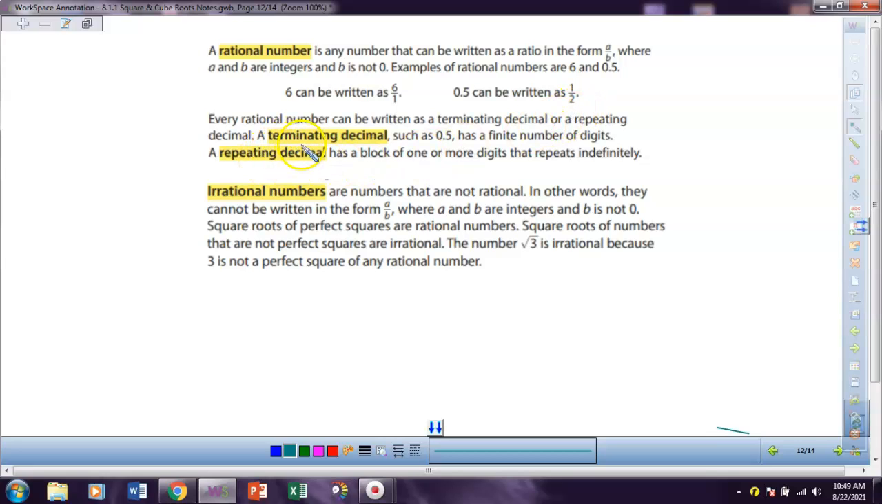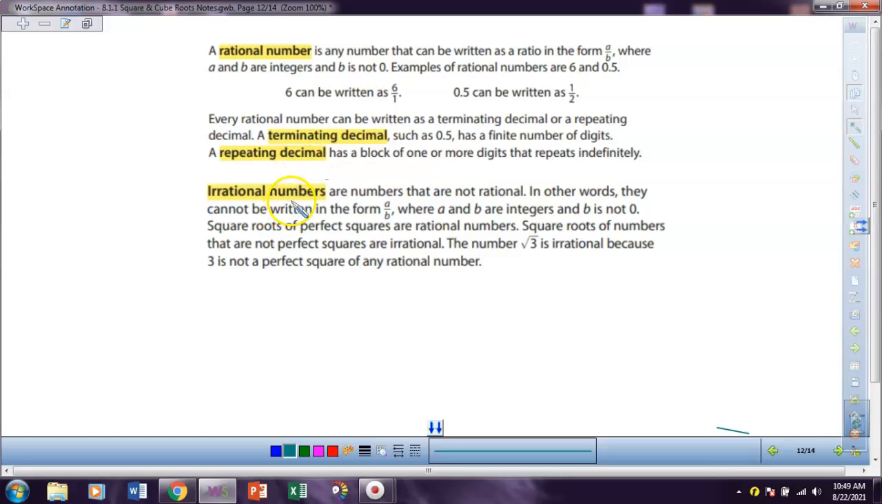Also, rational numbers can be terminating decimals, where, like 5/10, it stops, it terminates, it has a finite number of digits. Another way would be a repeating decimal, like 1/3, which has digits repeating indefinitely, so it would be 0.3333 and continue on.